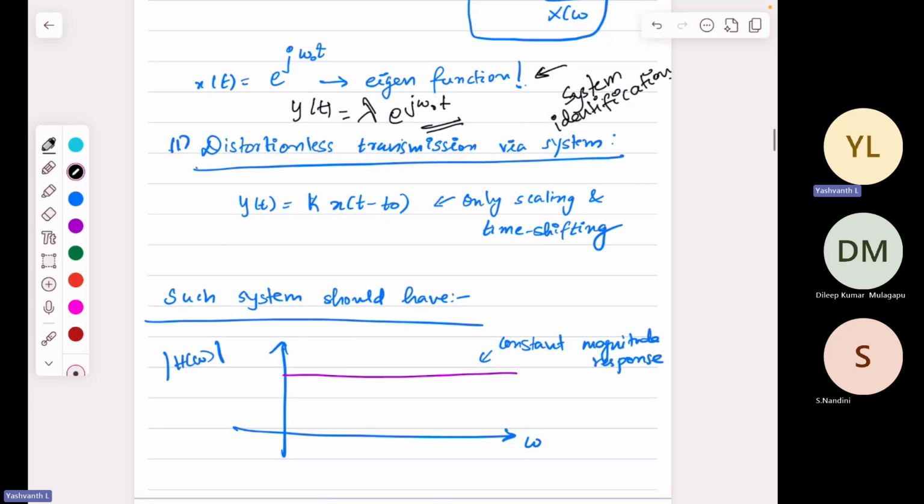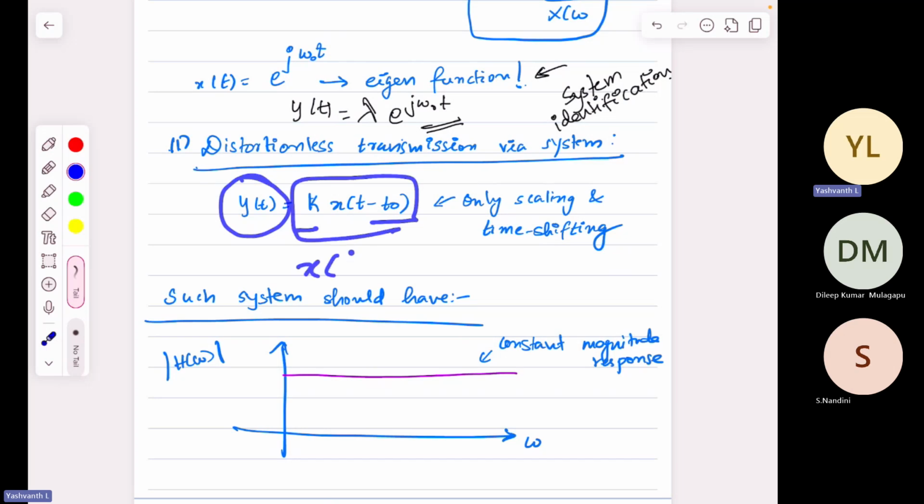Okay, distortionless transmission by a system. What it says is that your output is only a scaled and time shifted version of the input. If I pass x of t as the input, the output can only be a scaled and time shifted version. It should not be any other version. Only time shifting and scaling is allowed. If a system can do only that and won't do anything else, then such a system will produce a distortionless response.